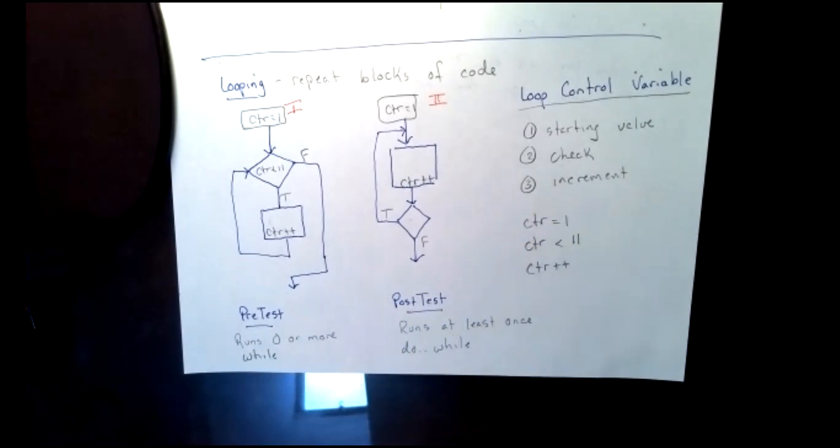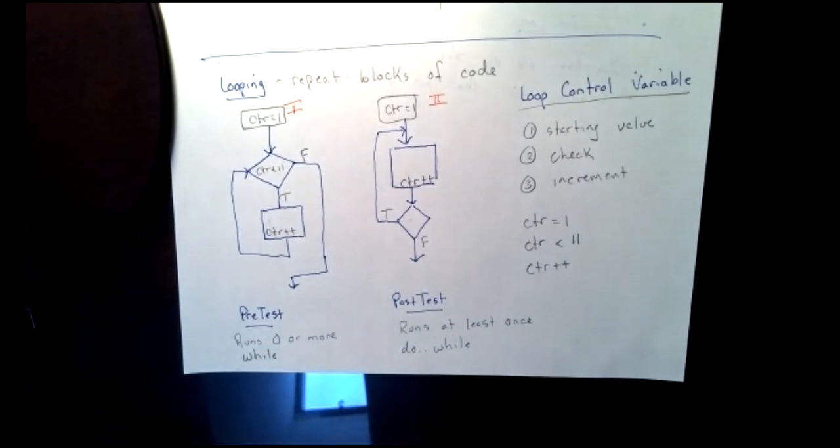Now, for those of you that did the code listing, you've already seen little bit examples of what a while loop looks like and what a do while loop looks like. Okay? I just talked a long time. Do we have any questions? All right. Hearing none.